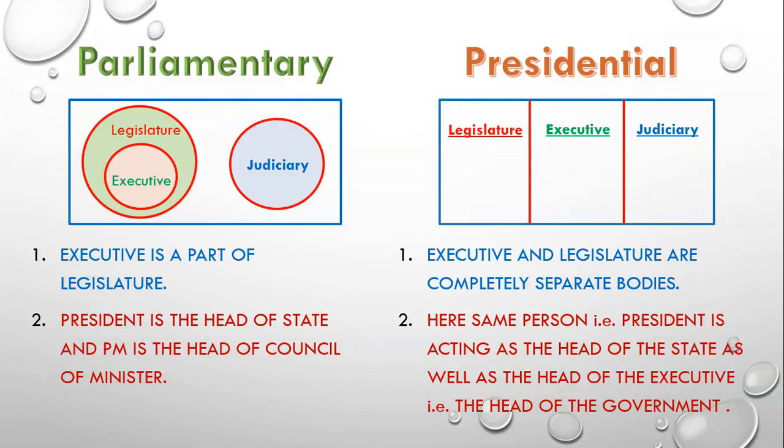Okay, now friends, what is the second difference? In the parliamentary form of government, the president is the head of state and the prime minister is the head of the council of ministers. Now what does it mean? So friends, we know that India is a state. India is a sovereign state. Now who is the head of India? Meaning, who is the ruler of India? The President is the head of India.